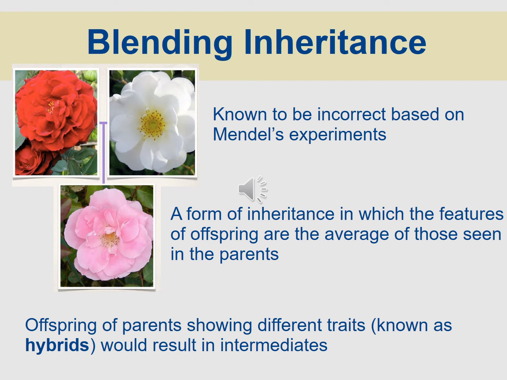The blending inheritance hypothesis is that the offspring of parents showing different traits, or hybrids, would result in intermediates. This is a form of inheritance in which you can think of the offspring being the average of the traits that you're observing in the parents. So for instance, I have a schematic here that shows the parents as a red flower and a white flower. If they cross-pollinate, all of the flowers will be pink, based on color theory.